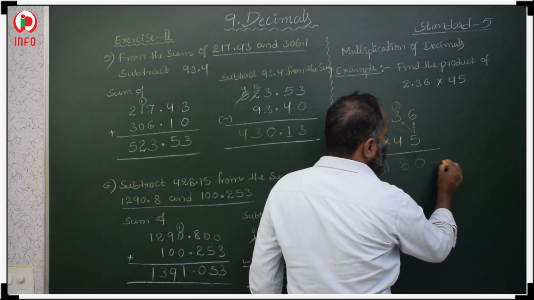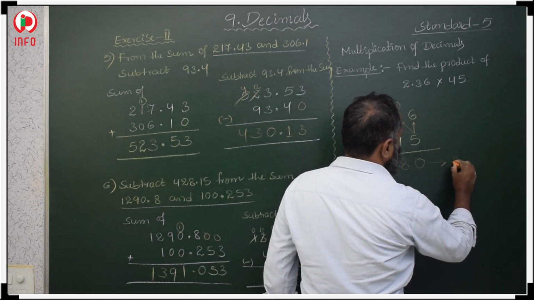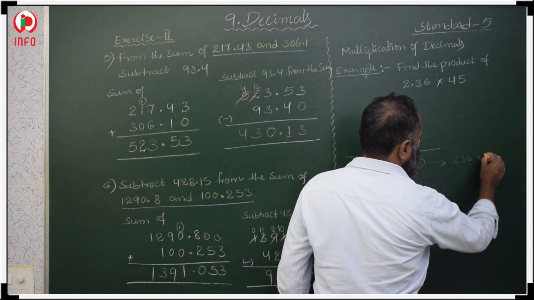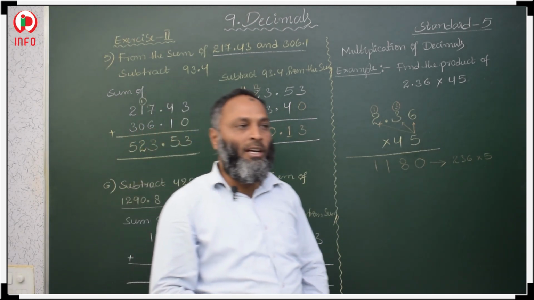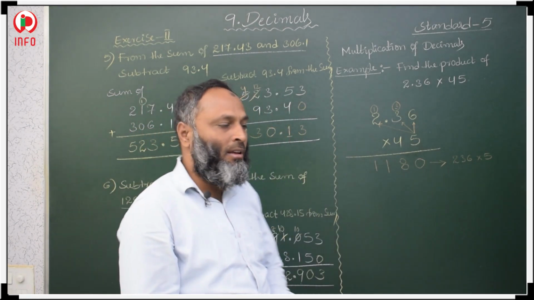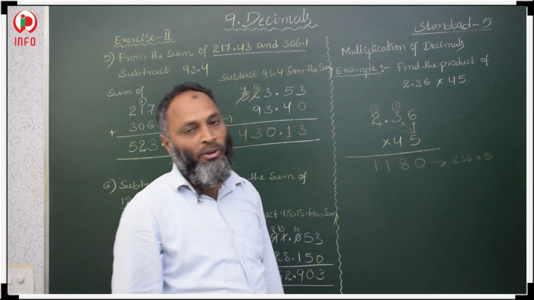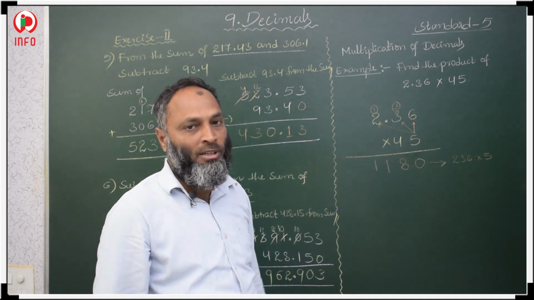So this product is nothing but 236 with 5. First, don't consider this decimal point. Okay, don't consider decimal point. At last, we should take the decimal point.